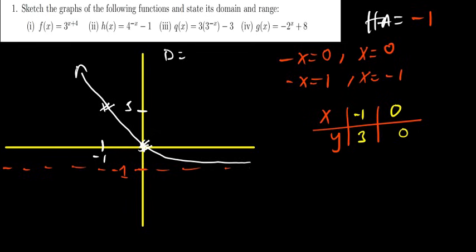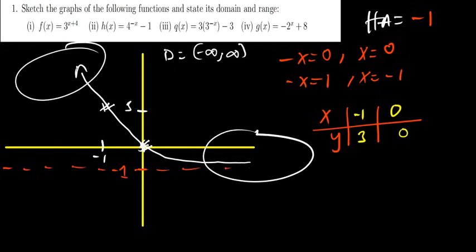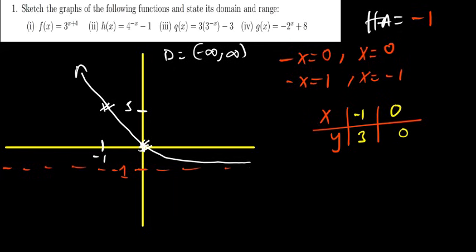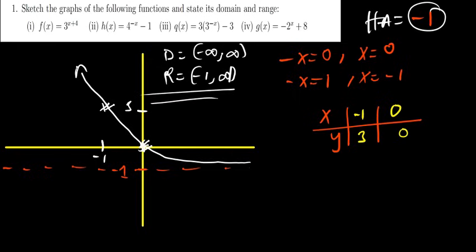Now what is the domain? Like I said, the domain of any exponential function is from negative infinity to positive infinity. We don't know where it is ending, we don't know where it started from. Then the range is always restricted. So the range will always start from the horizontal asymptote. In this case, since it is starting from negative 1 all the way to positive infinity, not included.